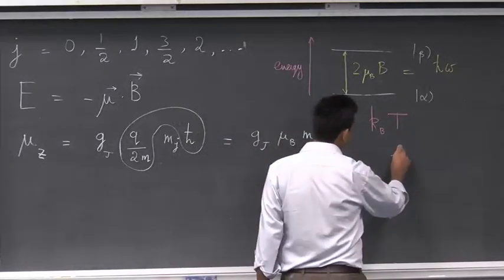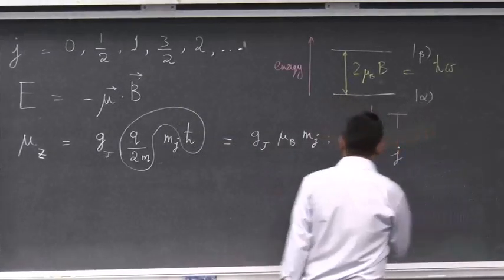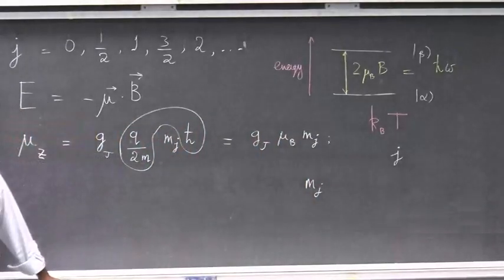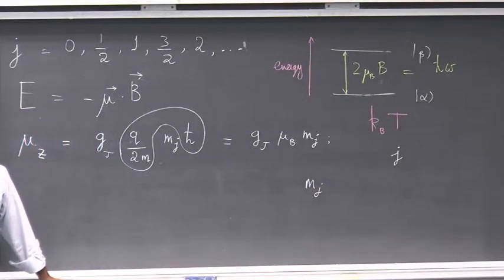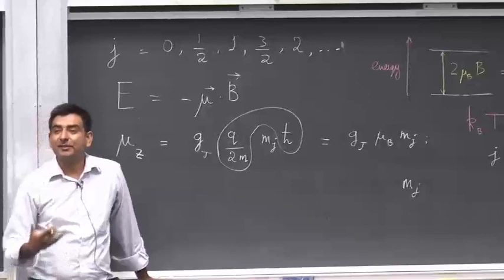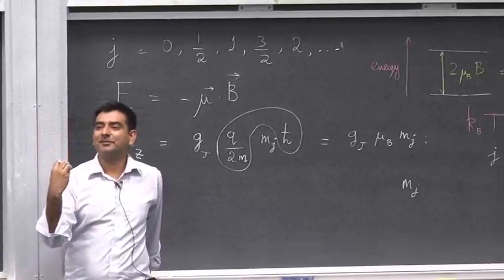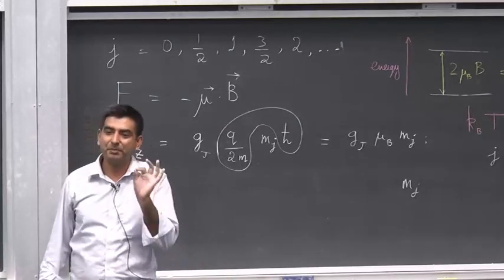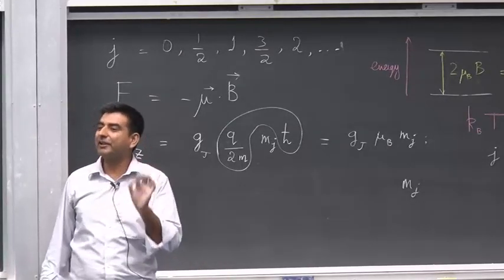If we have angular momentum quantum number J, what are the allowed values of Mj? Basic quantum mechanics, basic atomic structure. Are you master students? MPhil students? What are the allowed values of Mj? If you have a quantum number, okay, let's talk about the hydrogen atom. Hydrogen atom is easy. If L is 1, if you are on a p orbital, what are the allowed values of Ml?